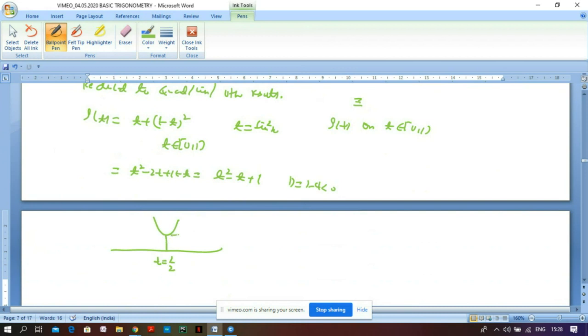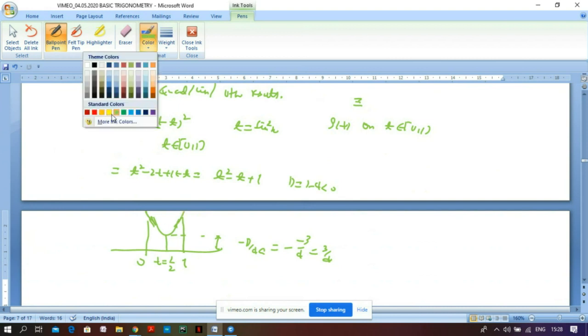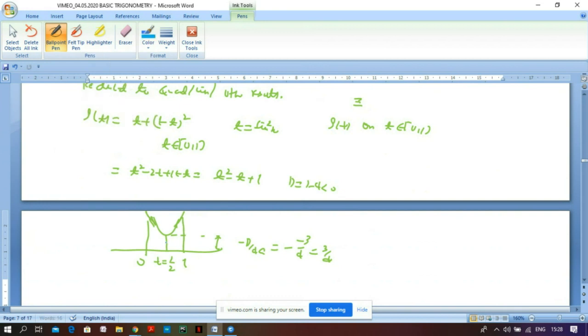And at 1 by 2, this height is minus d over 4a. So minus minus 3 by 4, so that is 3 over 4. And here you have got somewhere 0 and somewhere you have got 1. So you want in this region, I will just color it. You want this region 0 to 1, greatest least value.